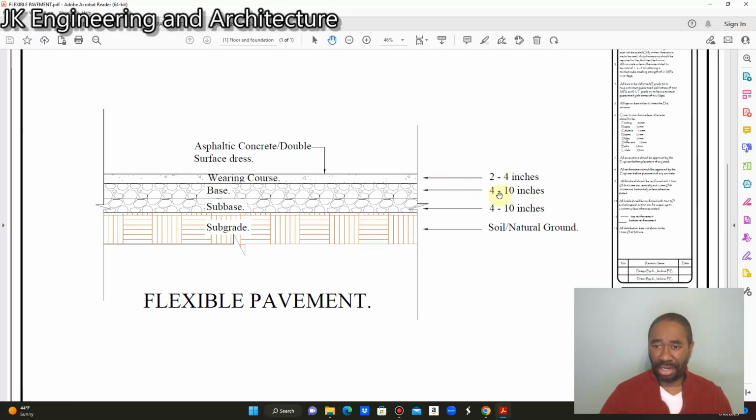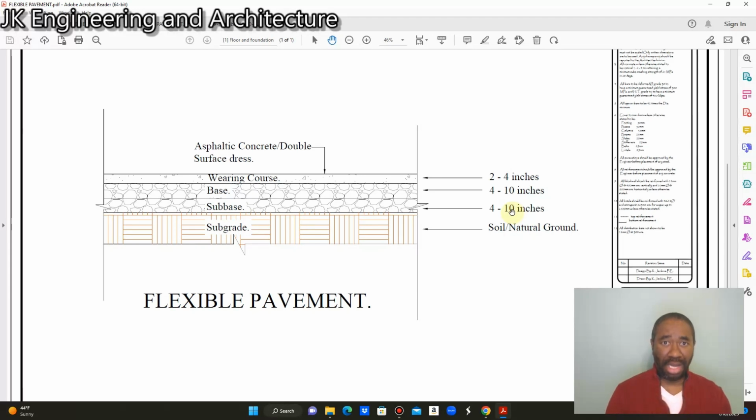So these dimensions here are all minimum dimensions. They're 4 to 10 inches of your base and sub-base, they are just minimum dimensions. Also, I want to point out that the overall thickness of your layer system of the pavement is dependent on the strength or the bearing capacity of the subgrade, or the natural ground on which the pavement is going to be constructed. So the weaker your subgrade, the thicker your pavement. The stronger your subgrade, the less thickness you can design your pavement structure with.